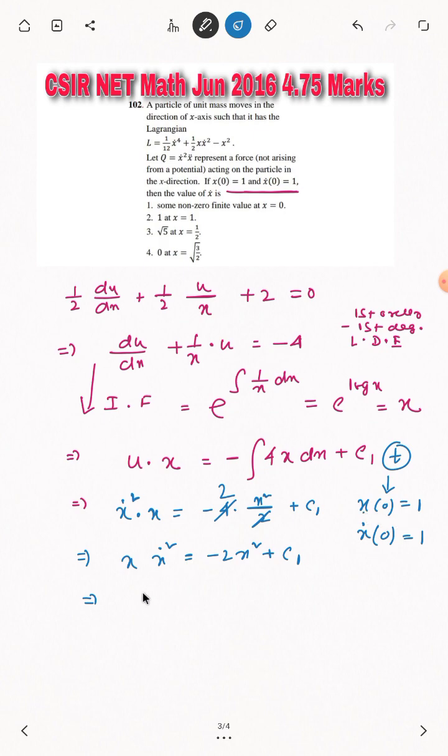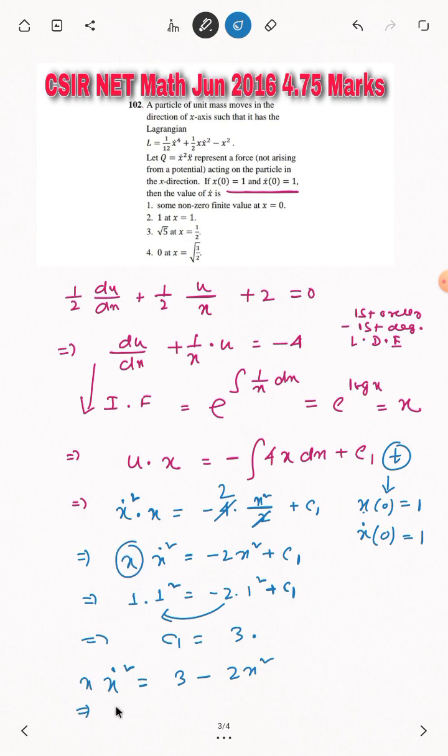What is the value of x? This is 1. What will be the value of x dot at 0? This is also 1. So 1 square equal to minus 2 into 1 square plus c1, implies c1 equal to, taking these two to the left hand side, c1 will obviously be 3. So we have arrived at x dot square equal to, let us put this c1 first, then that will be 3 minus 2x square. Here we also have this x, so take that x to the right hand side as x dot square equal to 3 by x minus 2x.